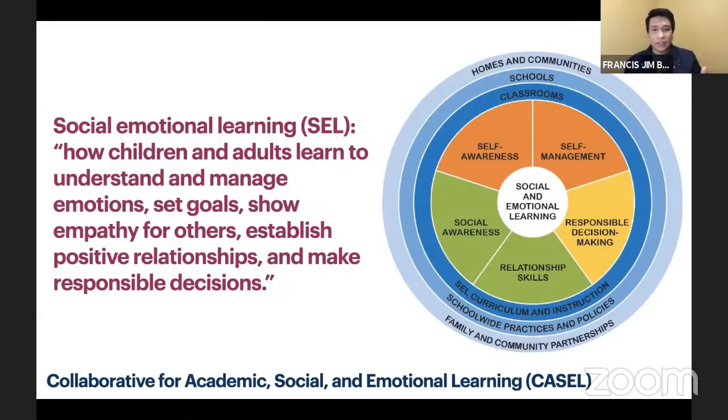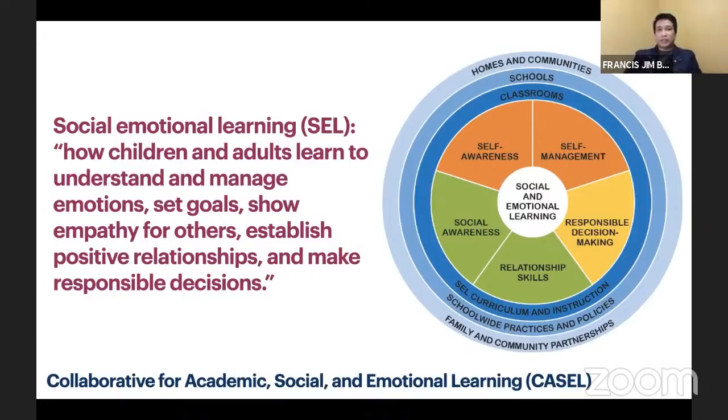Social emotional learning. This is a definition from the Collaborative for Academic, Social, and Emotional Learning, or CASEL. Okay, it's a U.S. based organization. It's an international organization that focuses on social and emotional learning. Social emotional learning is defined as how children and adults learn to understand and manage their emotions, set goals, show empathy for others, establish positive relationships, and make responsible decisions.